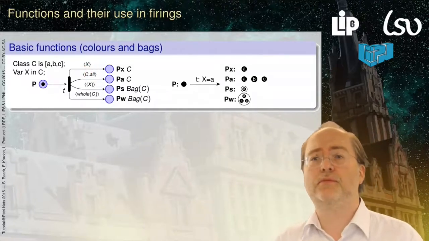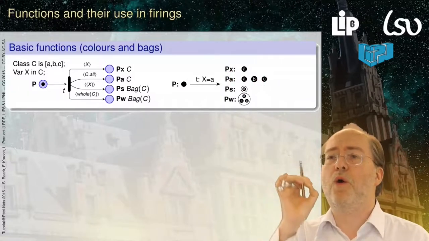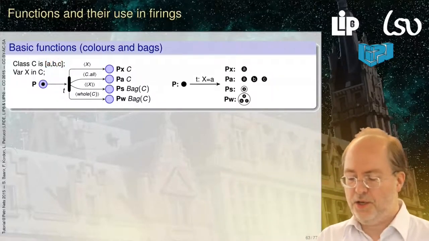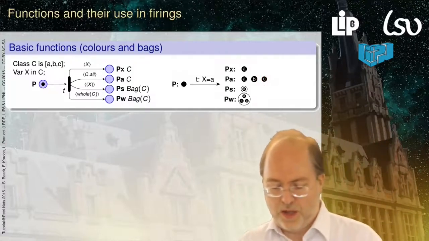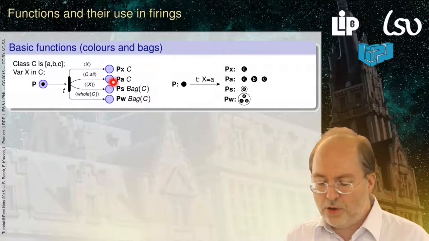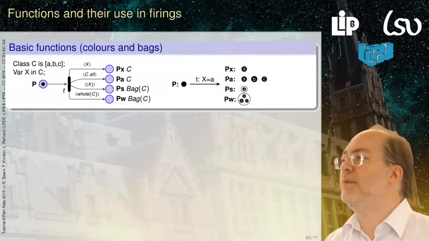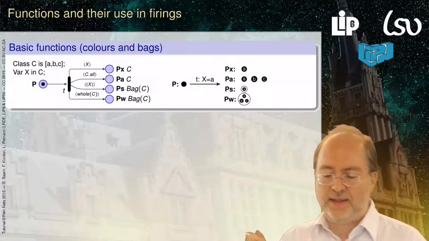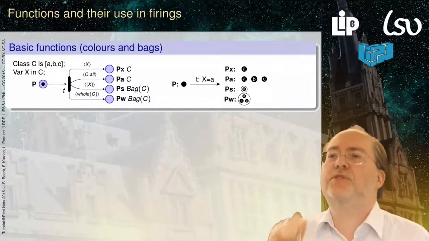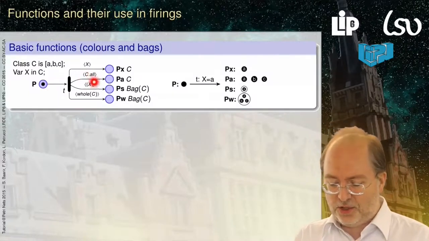C.all, you already know it. It's the constant function that will generate one token per value in the color class. So here, A, B, C, you have 3 tokens. Here, it's a little bit different. The output place PS is not typed by C, but it is typed by bag of C. It means that, in fact, I will have a token that itself contains a list of elements, possibly nil. So this is noted here.